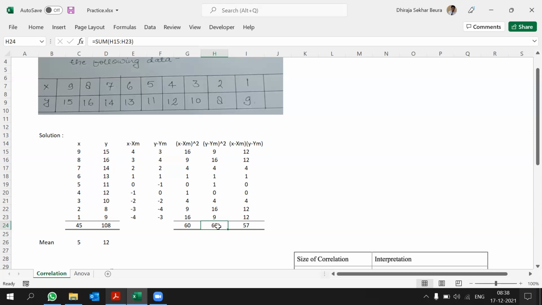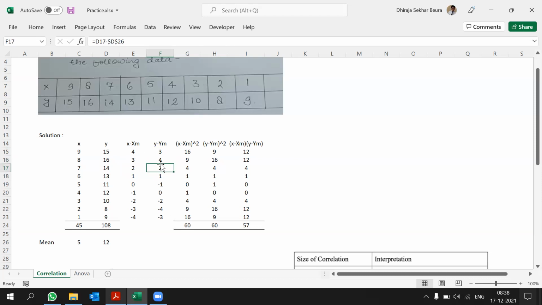Now similarly, instead of square, you can also do this between the two series x and y. The difference is, you can multiply the differences with each other. So the difference from the x series was 4, 3, 2, and so on and so forth. The difference of the y series was 3, 4, 2, and so on and so forth. You can multiply these two.